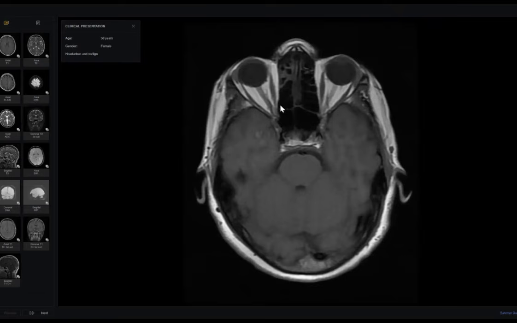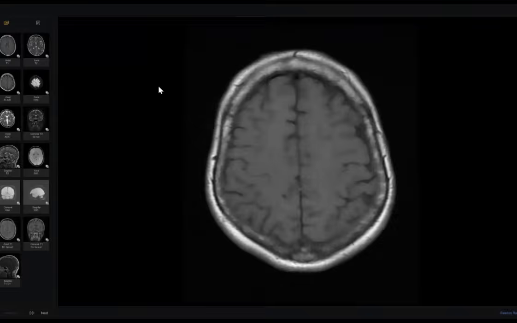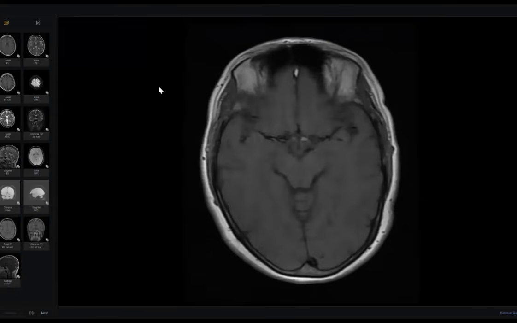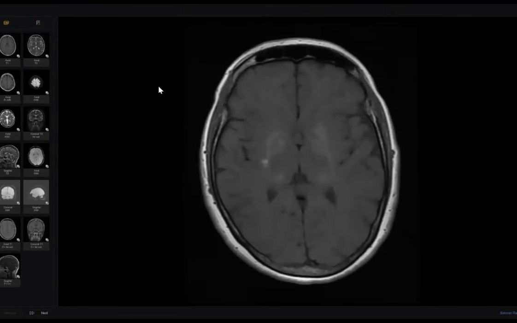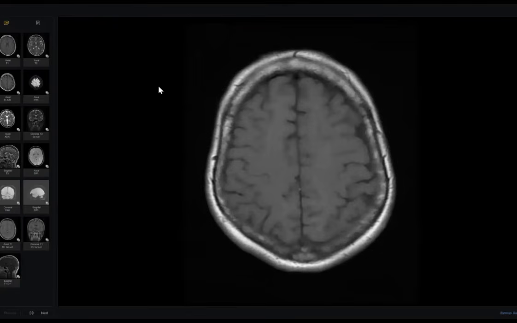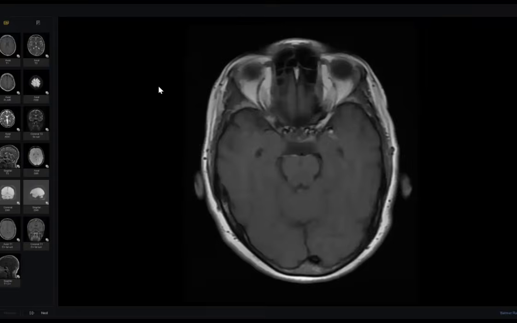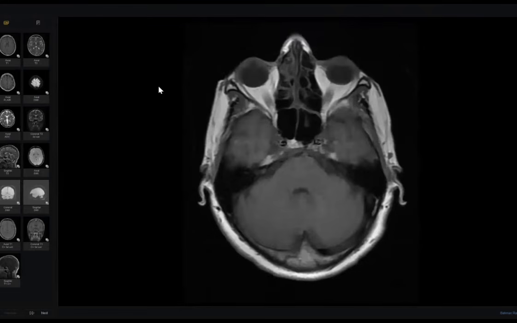Yes, sir. Can you scroll for me? Yes. This is a 50-year-old female patient presented with headache and vertigo. This is axial cuts, MRI brain, T1, which showed abnormal high signal at the level of basal ganglia bilaterally. Rest of brain appears normal, no mass effect, no hydrocephalus.